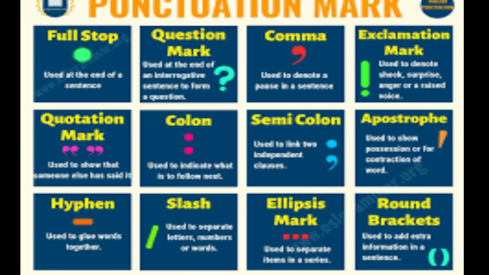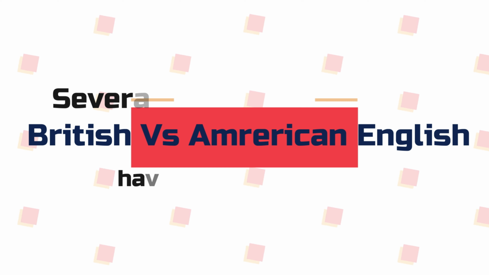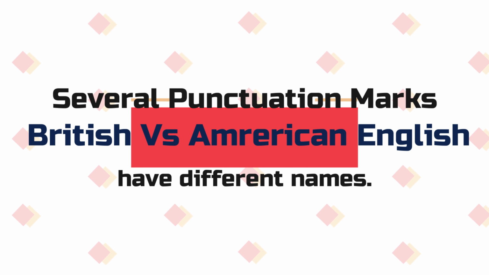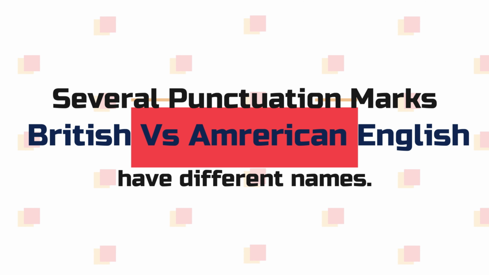They are the full stop, the question mark, exclamation mark, comma, semicolon, colon, dash, hyphen, parenthesis, brackets, braces, apostrophe, quotation mark, and ellipsis. We have some different names for the same punctuation mark in American English and British English. The names which I gave you recently are in British English.